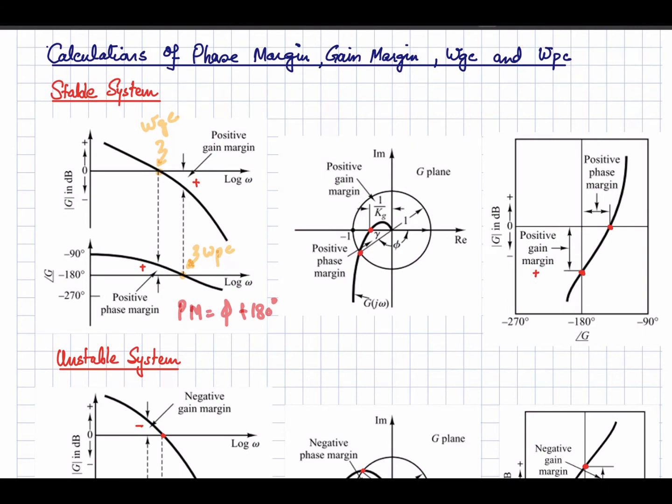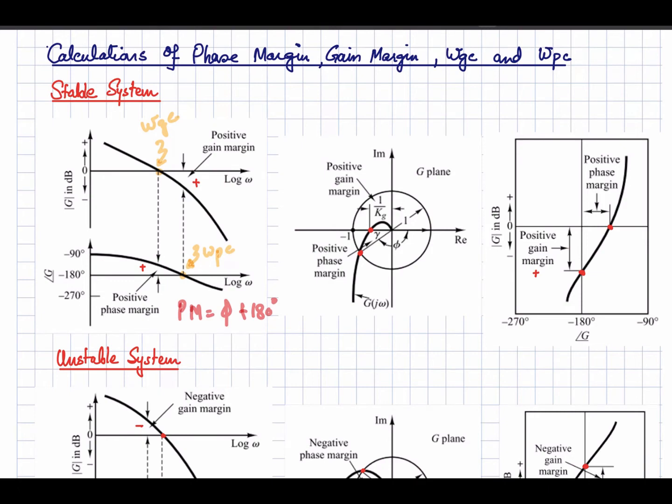Now if we look at the phase crossover frequency, that is when the phase of your system is minus 180 degree, at that point the gain of your system is less than 0 dB. So that is considered as the positive gain margin. What is the gain margin? Gain margin is basically this difference, that is how much gain variation is available such that this point is going to cross this axis over here. So we have this as the gain margin, and if the gain of your system at this point is less than the 0 dB line, it is considered as the positive gain margin.